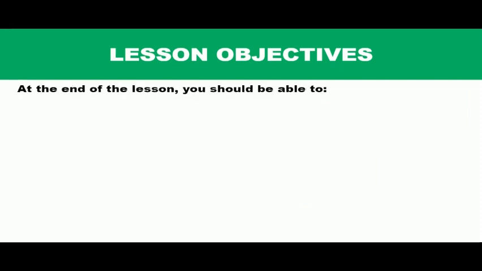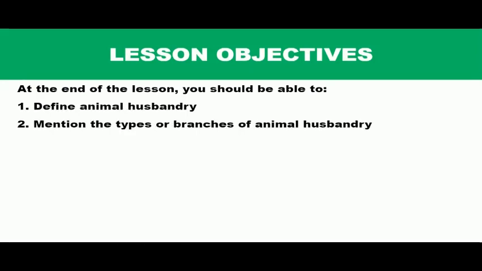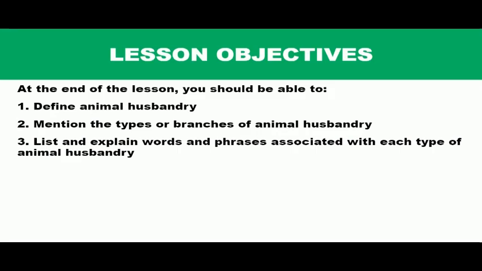Let's begin with the lesson objectives. At the end of the lesson, you should be able to: 1. Define animal husbandry, 2. Mention the types or branches of animal husbandry, and 3. List and explain words and phrases associated with each type of animal husbandry. Let's begin with the definition.